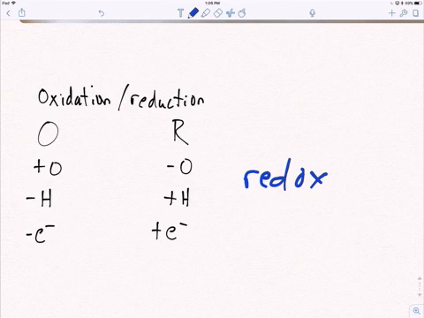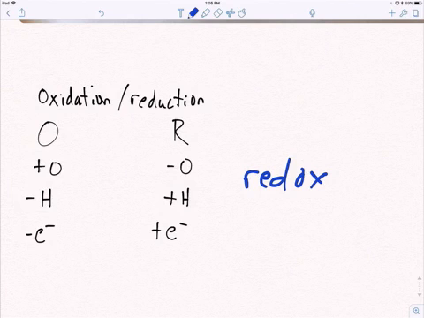Oxidation can also mean removal of hydrogen. This is more important when you get to organic chemistry. So you can oxidize ethylene to form ethine. Ethylene is C2H4, ethine is C2H2. So removing hydrogen from ethylene oxidizes the ethylene to ethine.